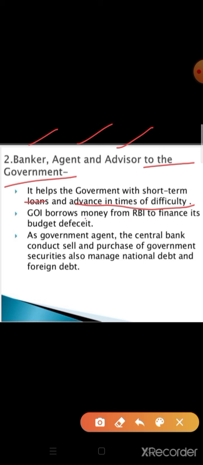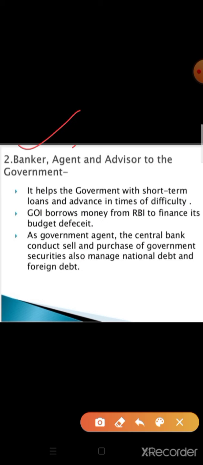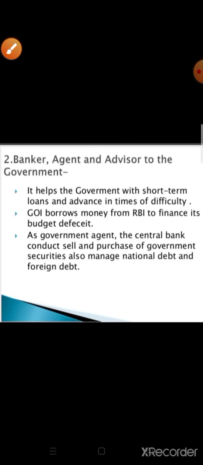Government of India borrows money from RBI to finance its budget deficiency. As government agent, the central bank conducts sale and purchase of government securities, and also manages national debt and foreign debt. So RBI plays the role of banker, agent and advisor to the government, advising what to do, how many notes are issued, and what to sell and what to purchase. These types of advice are given to the government by the RBI.